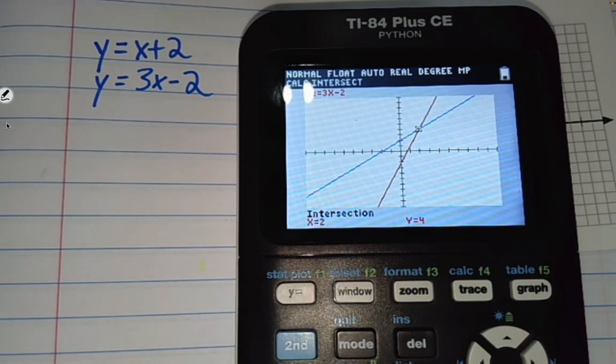How do you zoom out? Let's see. What's your window? Oh, just press zoom 6, and that should take you to a standard window. And that's what we should be dealing with. Okay, how was that? It's not bad, is it? That's if it says y equals, then you can do that.